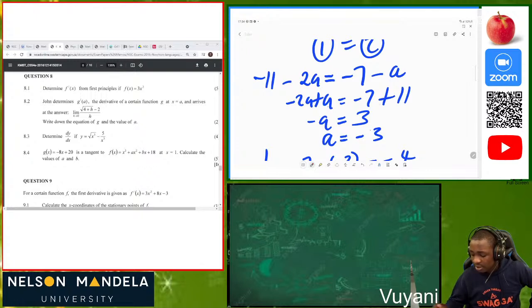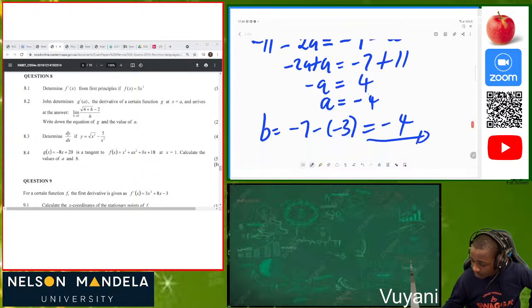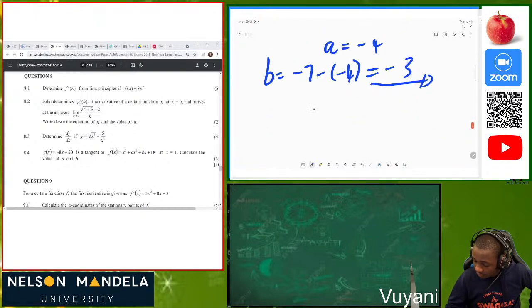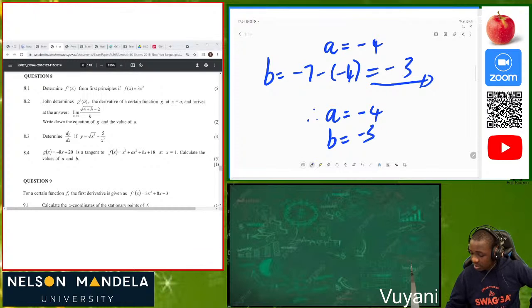7 plus 11. Sorry, it's 4 here. Sorry, I made a maths error. It's 4. So here we were supposed to subtract by 4. Then you have negative 3. So therefore, our A is negative 4 and our B is negative 3. Sorry for that mistake, that typo.